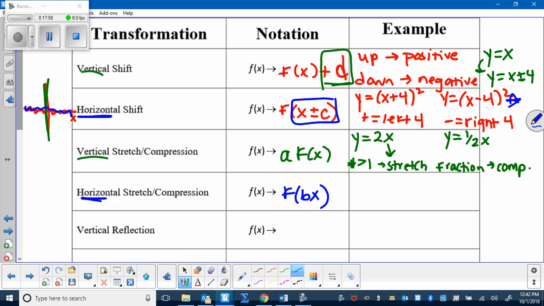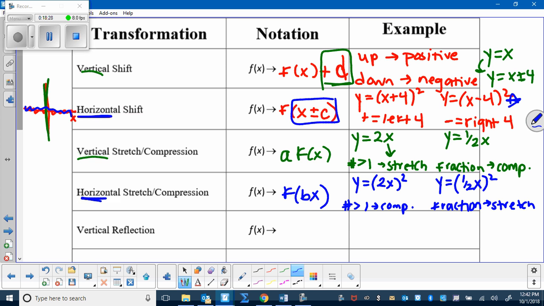Okay, so if I had y equals, let's do 2x squared, that's actually not a stretch, that's a compression. So a number greater than 1 is a compression, and a number less than 1, so if I do 1/2 x squared, is going to be a stretch. So any fraction less than 1 is going to be a stretch.